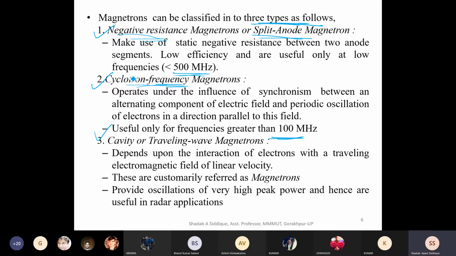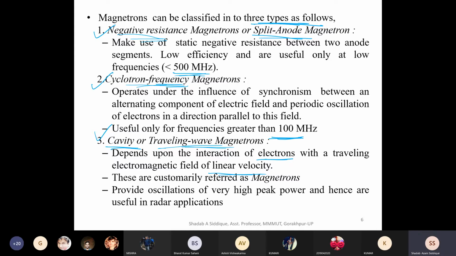Again, this is also not widely used for commercial applications, but the third one, which is used commercially, is the cavity or traveling wave magnetron. Generally, when we refer to a magnetron, it is understood that we are talking about the cavity magnetron, because this is the most widely used. It depends upon the interaction of electrons with the traveling electromagnetic field of a linear velocity.